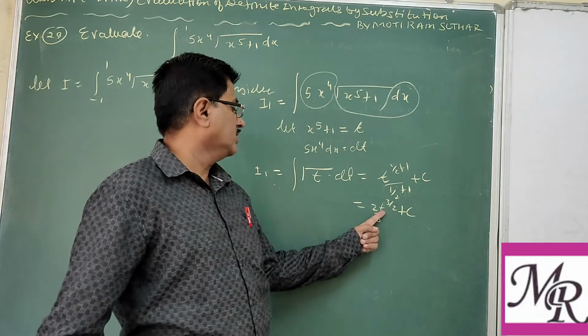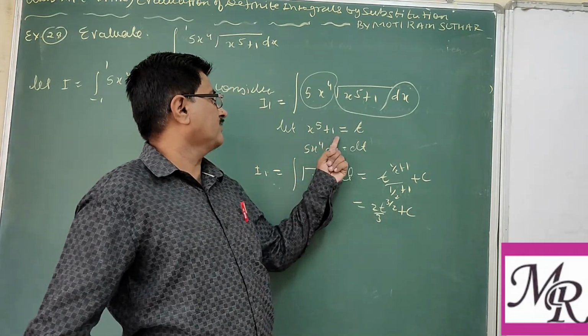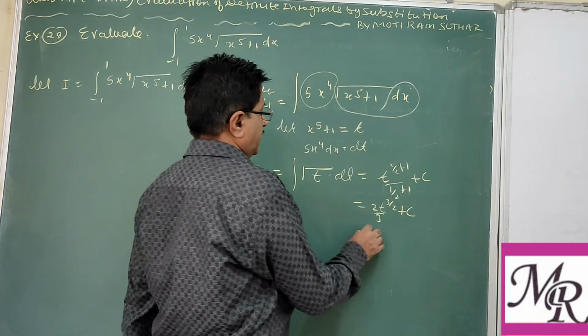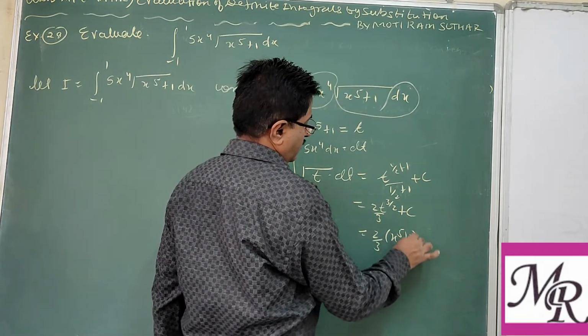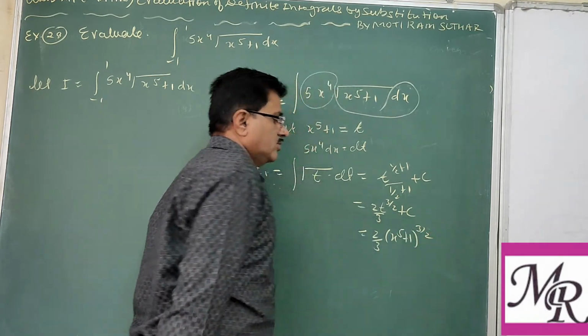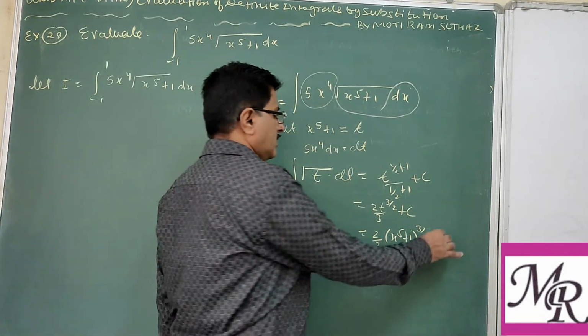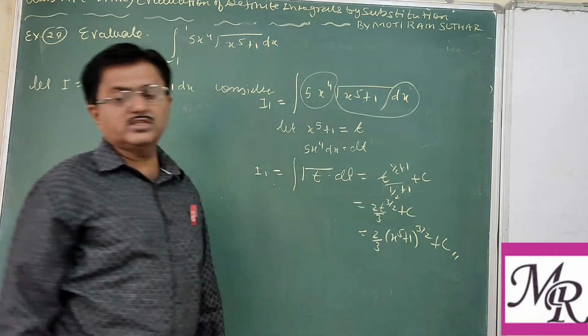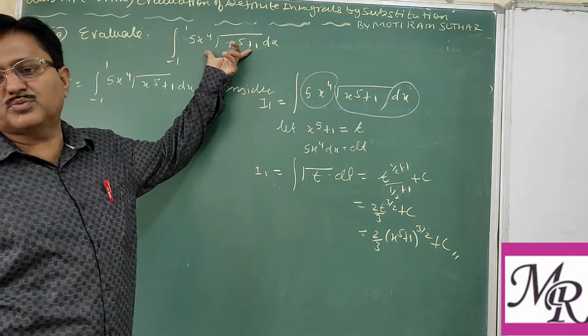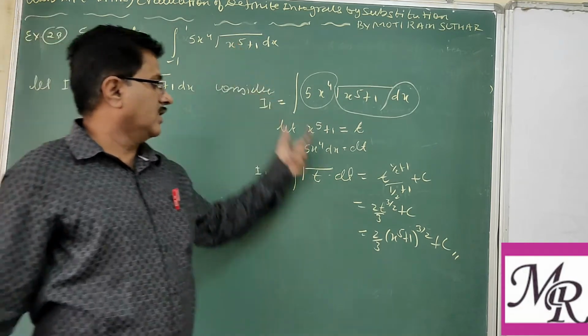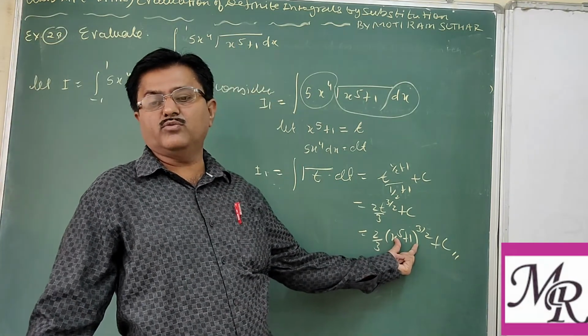What do we resubstitute? t equal to x power 5 plus 1. So this will be 2 by 3 times x power 5 plus 1, whole power 3 by 2. See, we are not using limits in the indefinite integral. So this is the integral corresponding to the given indefinite one. Now after step three we have step four.